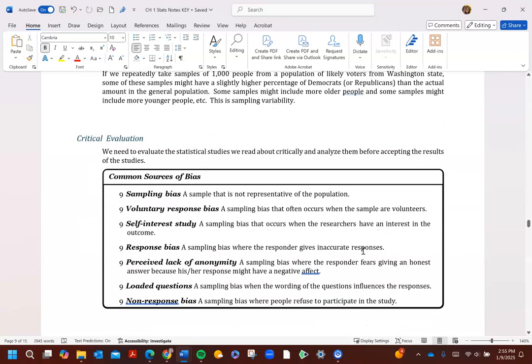Critical evaluation. We need to evaluate the statistical studies we read about critically and analyze them before accepting the results of the studies. Not sure why these are 9s. I think they're supposed to be bullet points, but that's okay. Sampling bias is a sample that's not representative of the population. Voluntary response bias: when we have volunteers, you can imagine how that would come up, but we'll talk more about those as the course goes on, and you'll see some examples.